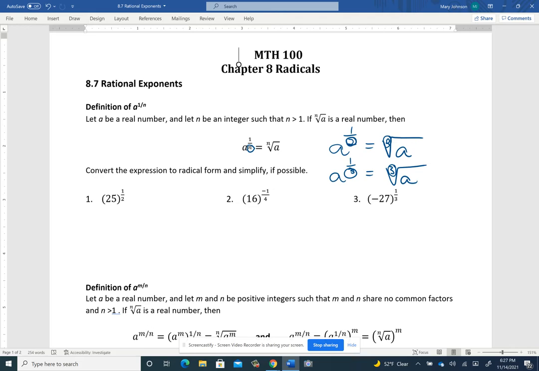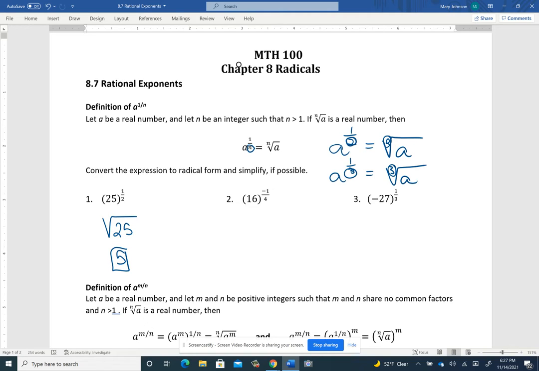Some of the problems you might be asked to do will be similar to what you see on questions 1 through 3. Convert the expression to radical form and simplify if possible. So 25 raised to the 1/2 power means the same as the principal or positive square root of 25, and we know that's 5. So your answer to that question would be 5.